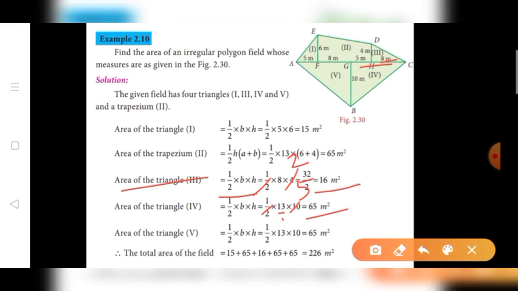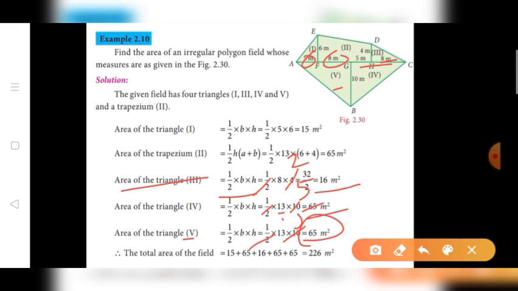Then last one, area of the triangle 5. Then fifth diagram, half into base into height. Half into base value 5 plus 8, 13 into height value 10. Cancel the 2 table. 5 2s are 10. 13 5s are 65 meters square.